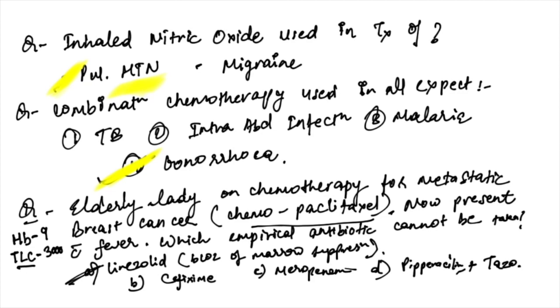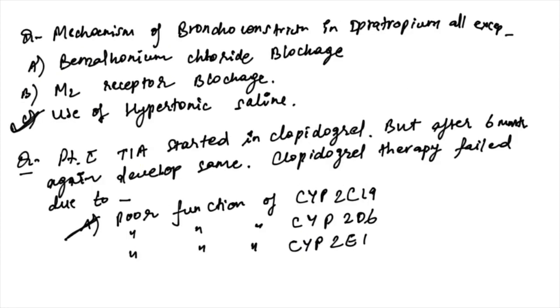Now an elderly lady on chemotherapy for metastatic breast cancer, Hb is 9, TLC is 3000. She is on paclitaxel and is now presenting with fever. Which of the empirical antibiotics cannot be used? Linezolid cannot be used in a patient with metastatic breast cancer because of the marrow suppression. It is contraindicated.